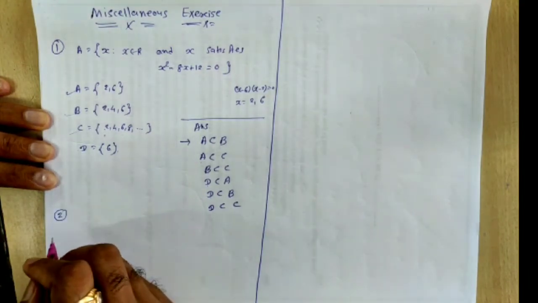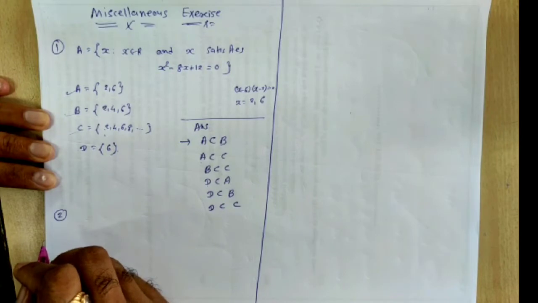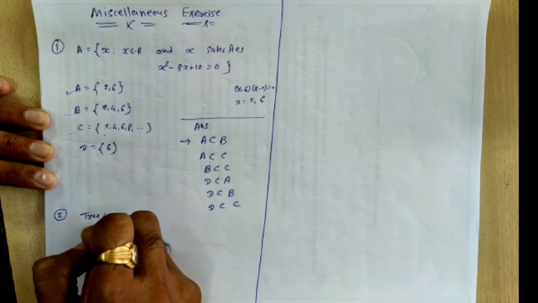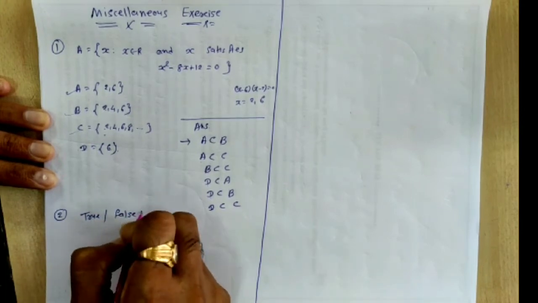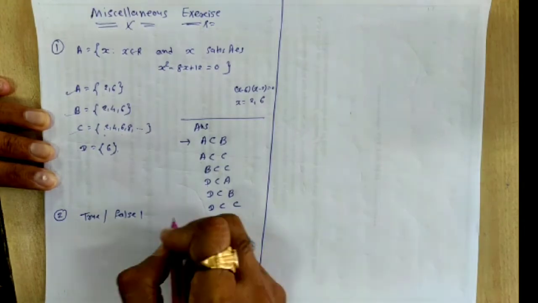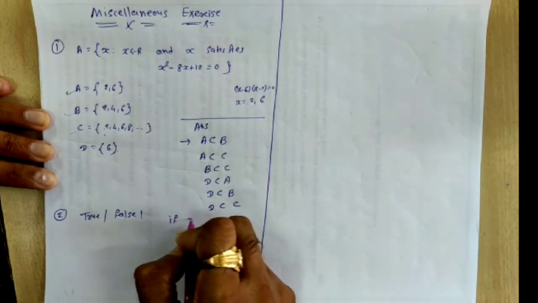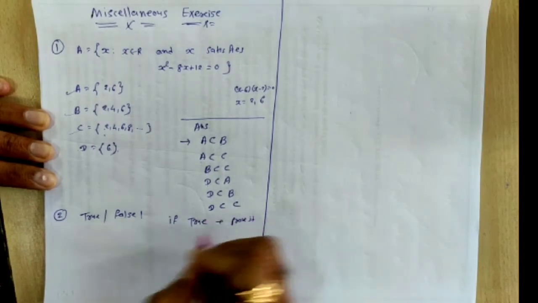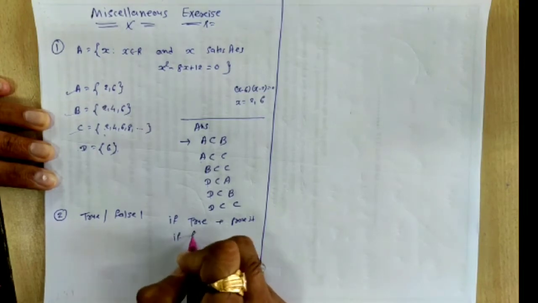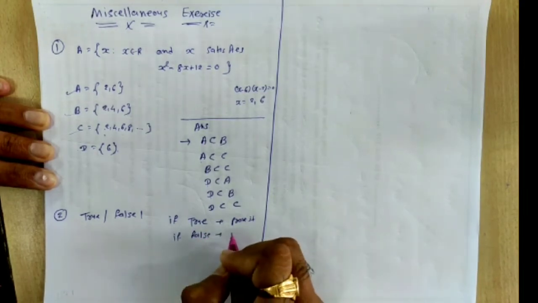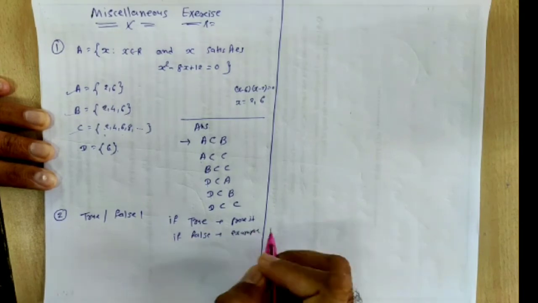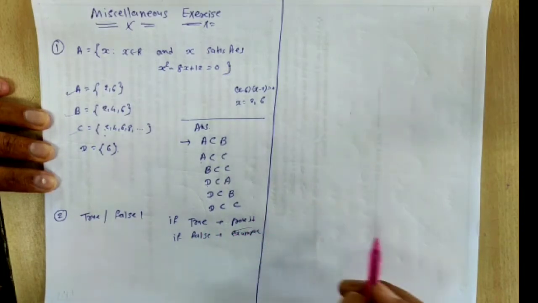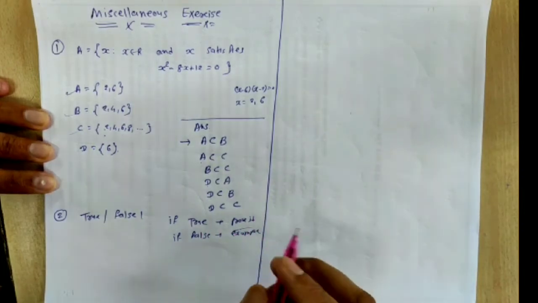Now question number 2. For question number 2, you have to find the true and false. You have to state whether the given statements are true or false. And if the statement is true, then you have to prove it. And if it is false, then you have to give one example. So what we'll do, we'll prove its truth or falsity by using one example. So let's start with the first statement.